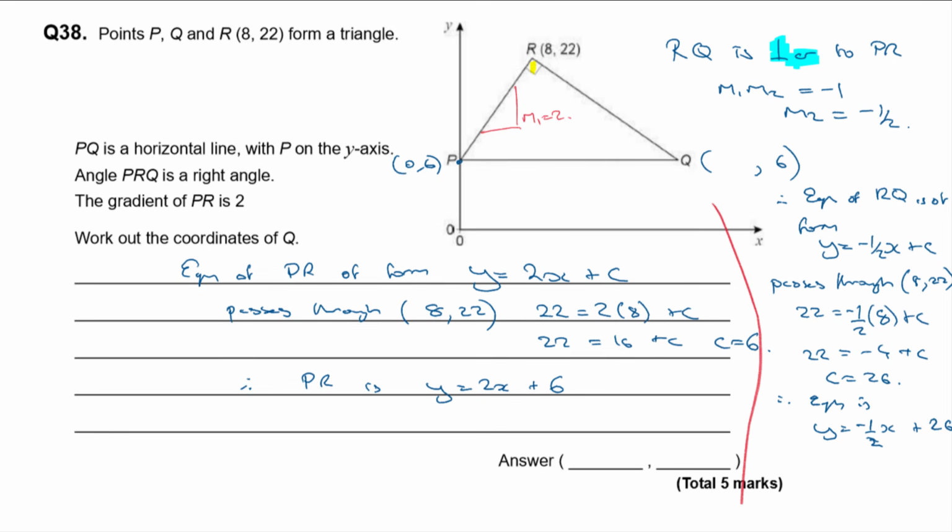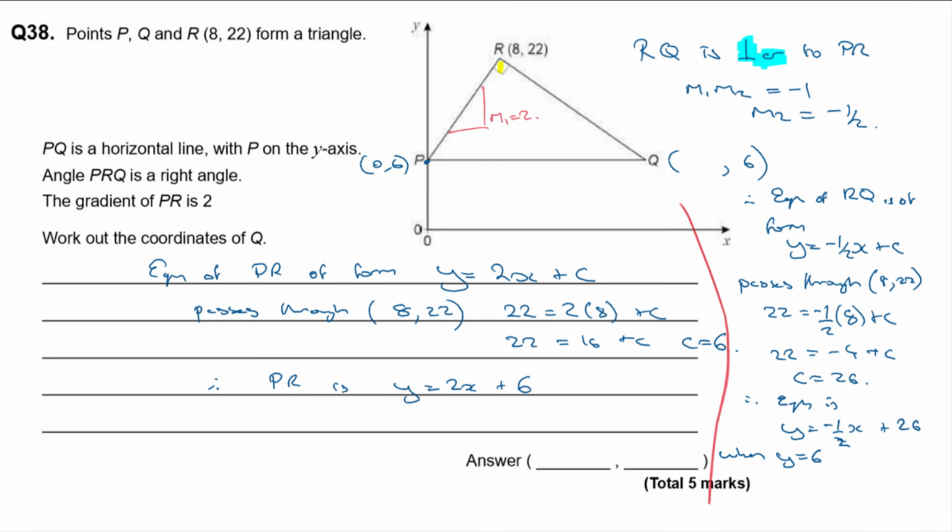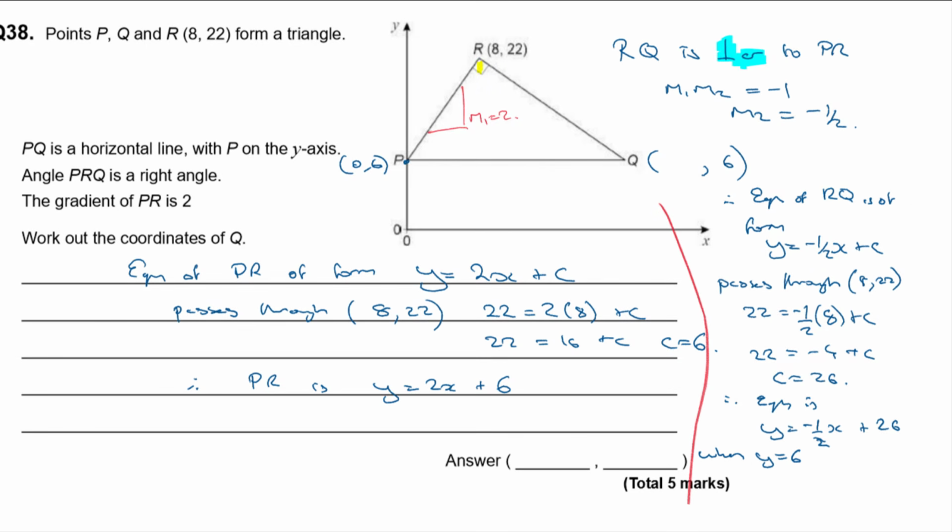Okay, so now we're almost done because we know what the y coordinate is and we know everything else about the equation now. So when y is equal to 6, because we know it has to be 6, subbing that in, that's going to give me 6.